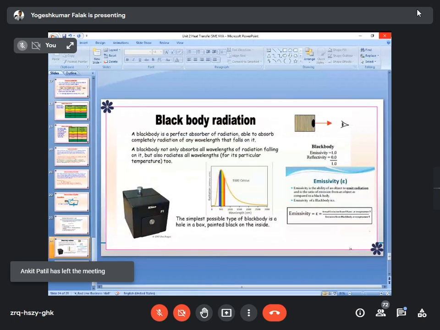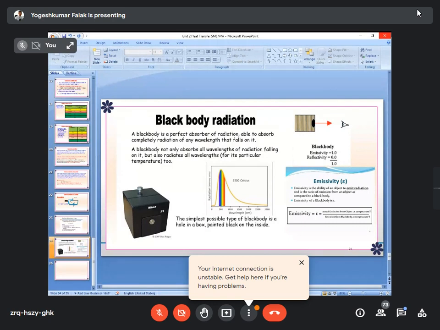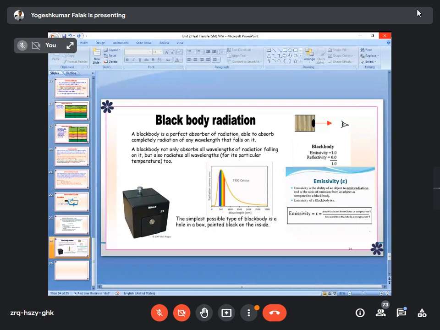So it's black body radiation. A black body is a perfect absorber of radiation, able to completely absorb radiation of any wavelength that falls on it. A black body not only absorbs all wavelengths of radiation falling on it, but also radiates all wavelengths for its particular temperature too. So it's nothing but the emissive power of the black body. You know that.